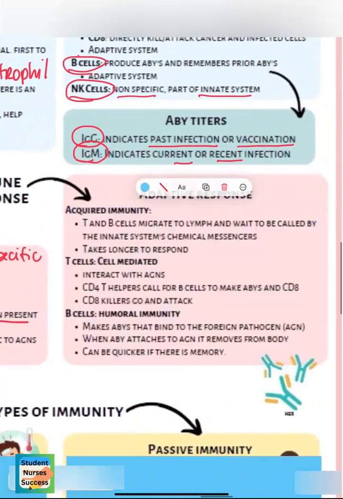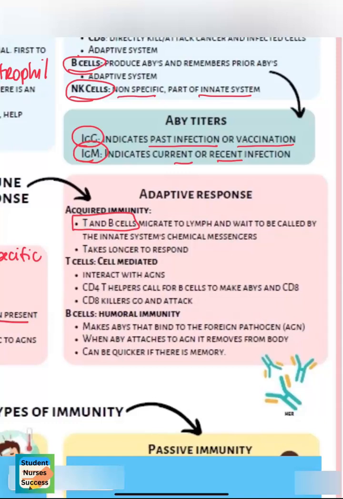The third step is the adaptive response. This is what we call our acquired immunity. The adaptive response includes T cells and B cells. Now, these T cells and B cells migrate to the lymph and wait to be called when the innate system's chemical messengers send out a message. It does take them longer to respond, so they're not immediate like the innate system is.